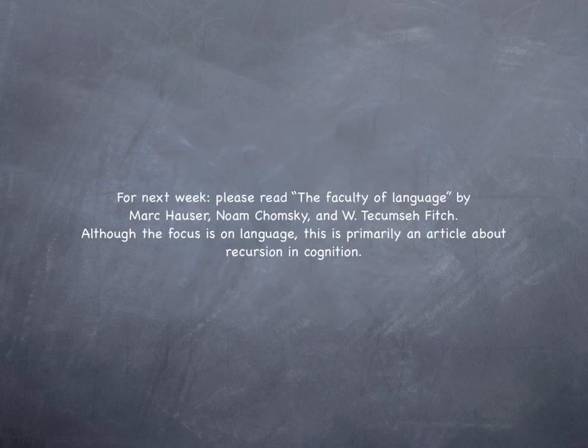For next week, please read The Faculty of Language by Hauser, Chomsky, and Fitch. Now, the focus in that article is language, but you will also notice that it's really primarily about recursion and cognition, which is what we've just been talking about. And the authors also discuss counting. So this article reflects upon the issue of unbounded counting and recursion in language, which may be related to recursion in social cognition. That's the question. So please read that article for next time.